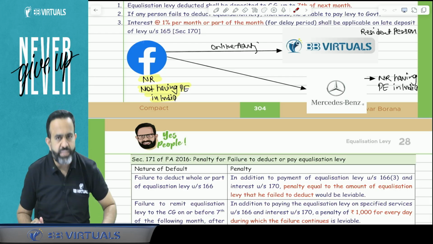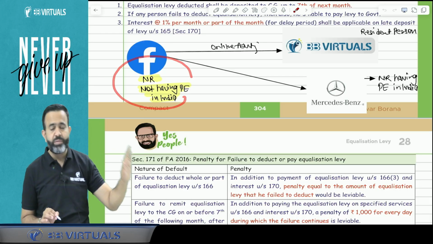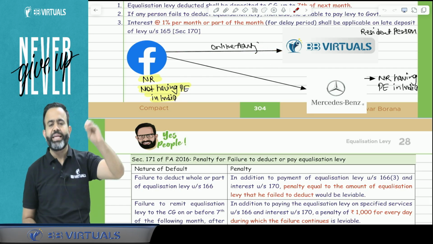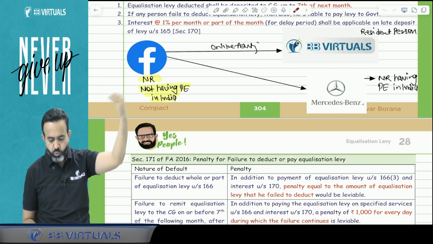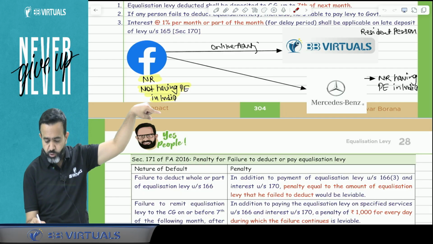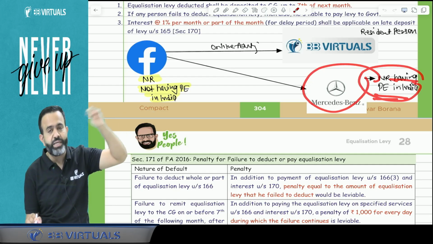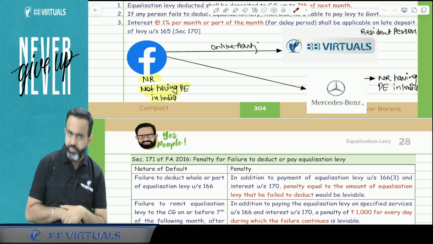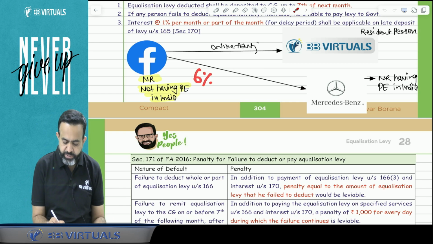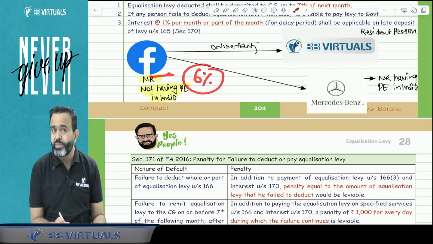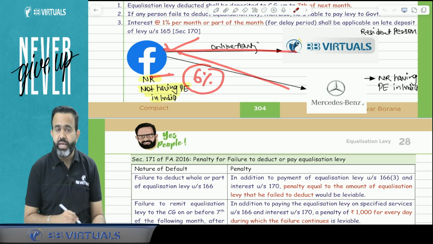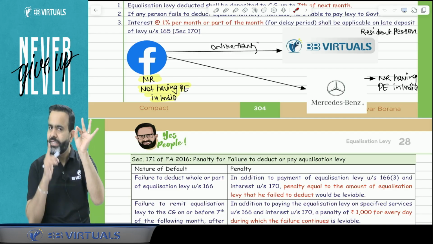So when is equalization levy applicable? If any non-resident not having a PE in India, for example Facebook, provides the online advertisement service to any resident person in India, or to any other non-resident person having a permanent establishment in India, then guys, equalization levy is applicable. Now the question is, what is the equalization levy rate? Here the equalization levy rate is 6%, meaning whatever online advertisement amount is received by Facebook from BB Virtual or from Mercedes-Benz India, they are required to pay the equalization levy at the rate of 6%.